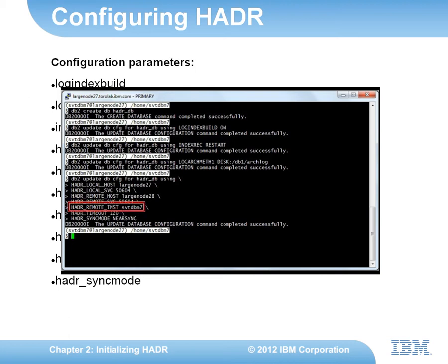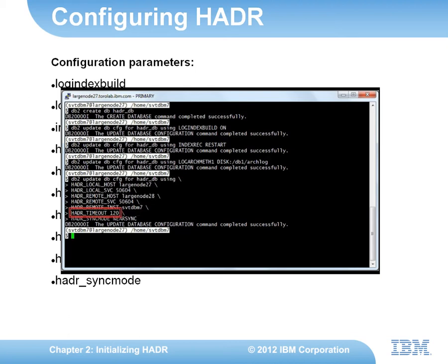We also need to list the name of the remote instance. The standby and primary can have the same value here. But if your HADR databases are under the same instance, make sure that they specify different port numbers for their HADR local service parameters.